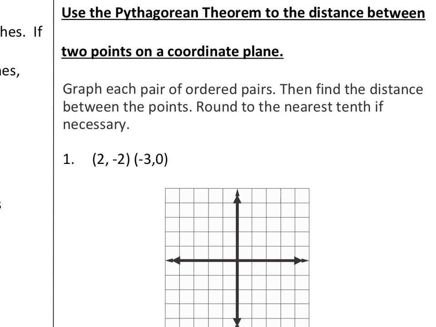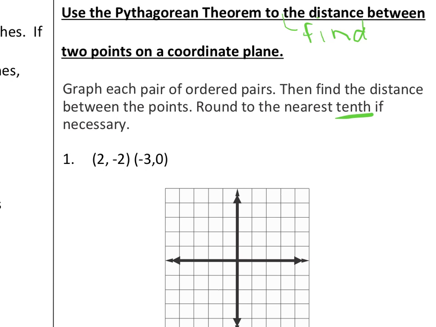Okay, the last thing we're going to do is work with the Pythagorean theorem, is use the Pythagorean theorem to find the distance between 2 points on a coordinate plane. You might want to insert the word find in here. Left that out, it looks like. So we're going to find the distance between 2 points on the coordinate plane. So we want to start by graphing each pair of ordered pairs, then find the distance between 2 points. And it looks like we're going to be rounding to the nearest tenth if it's necessary.